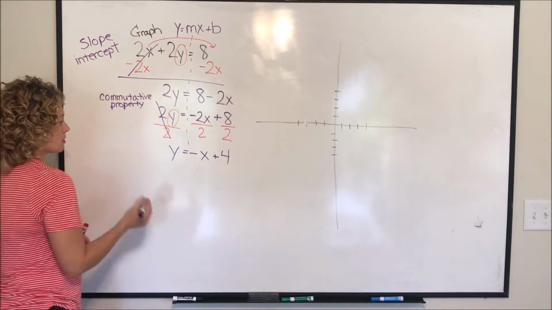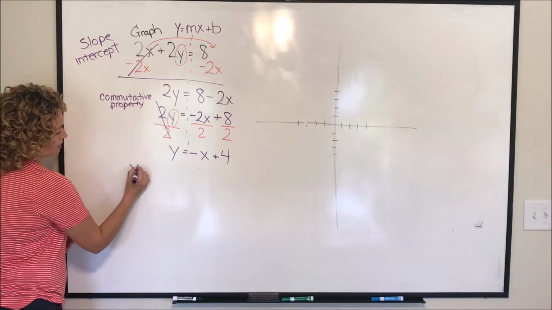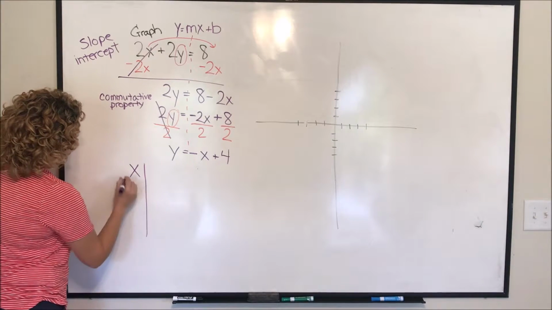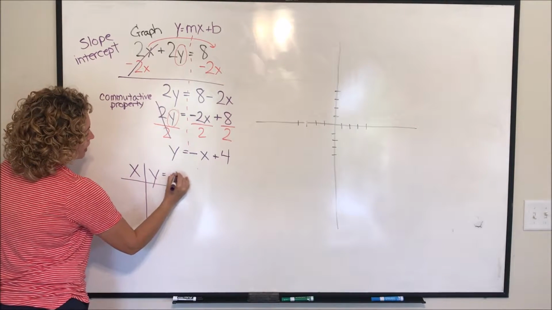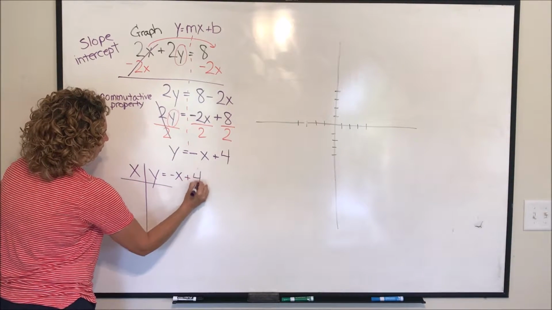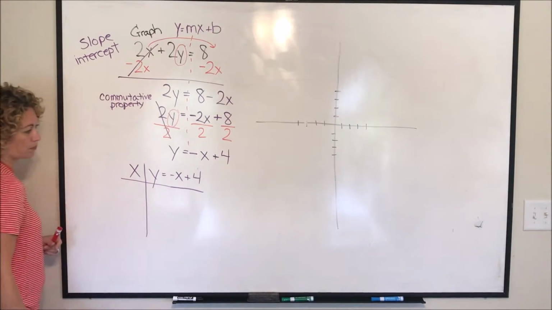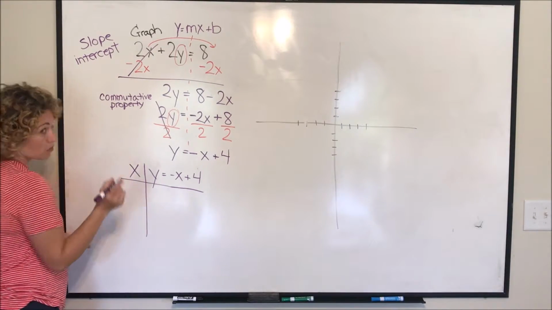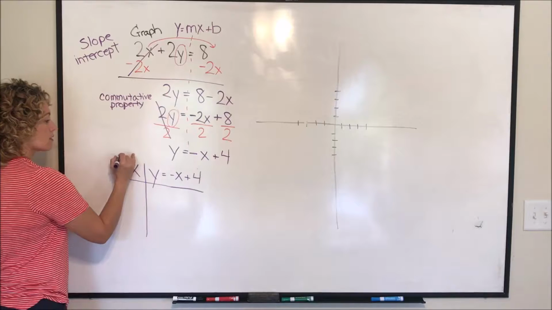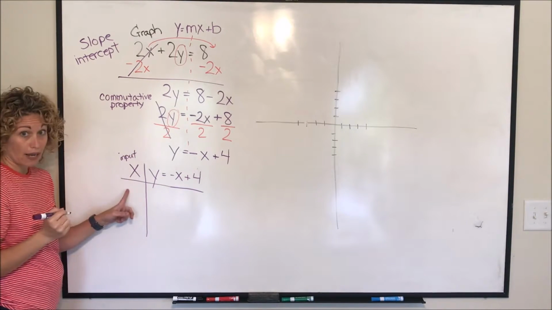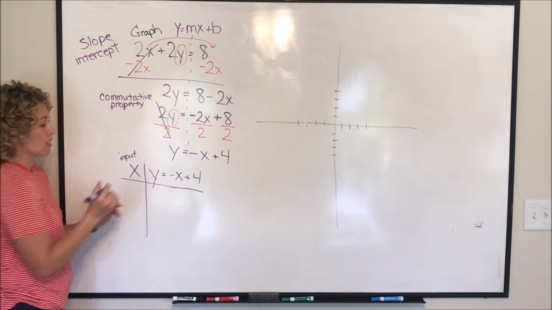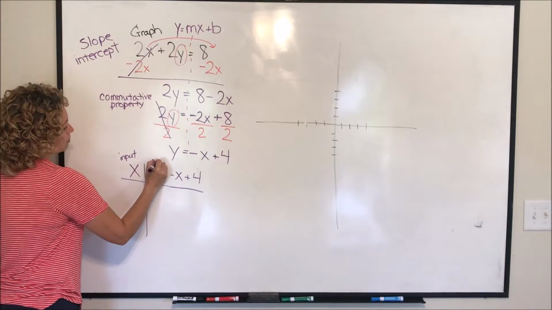For our purposes, we've been doing a table where y equals the negative x plus 4. You might remember, or hopefully you remember, that x is our input. We get to put values in for x, and out comes an answer. So our y is our output.